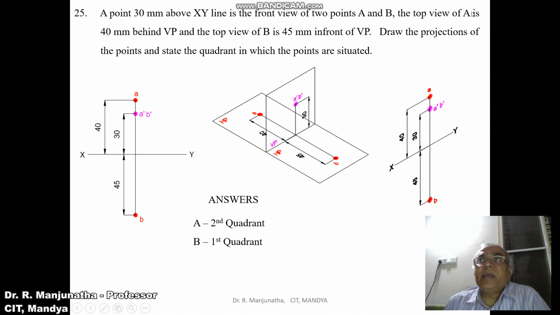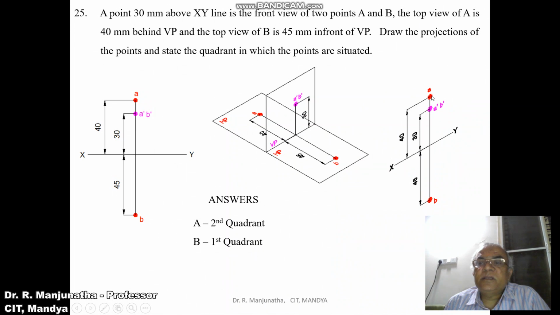The top view of A is 40 mm behind VP. So behind VP means it will be in the second quadrant. Here when you look from the top view we can see the distance behind VP. So that behind VP when it is rotated it will come above XY line. So that means the 40 mm behind VP will come above XY line. This is the top view of A.